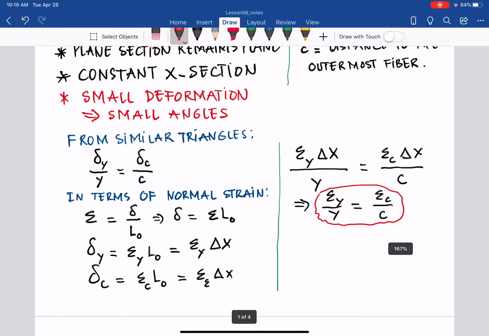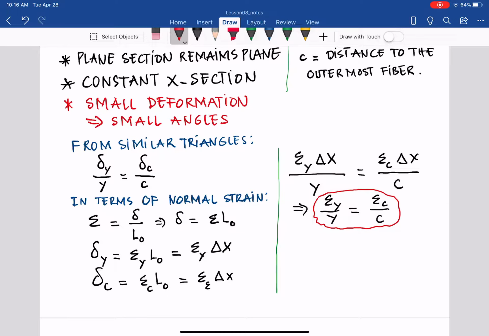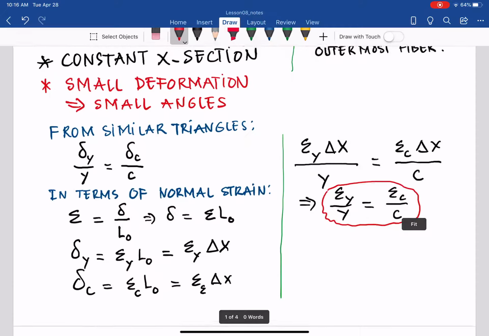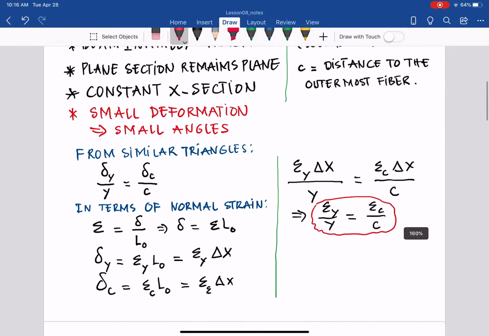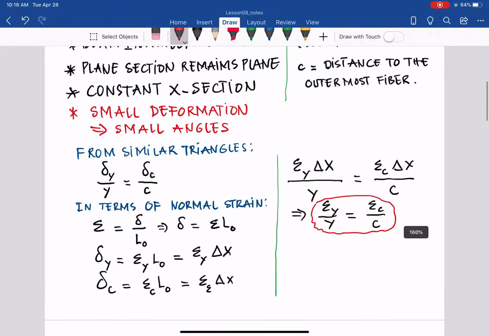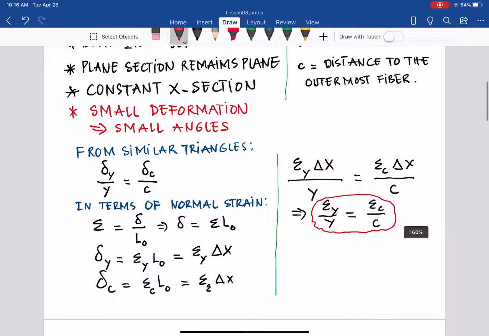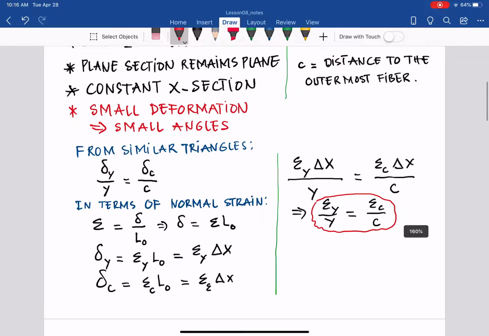Okay, so what we can observe with that relationship is that the normal strain has a linear distribution, because it depends only on y; c is constant. If it's a constant cross section, c is the same, and the only change is y. There is no power on the y, so that will give a linear strain distribution.